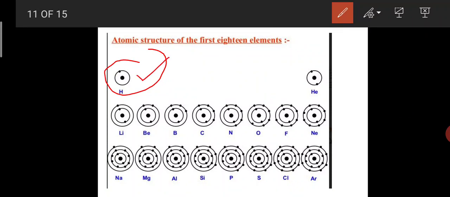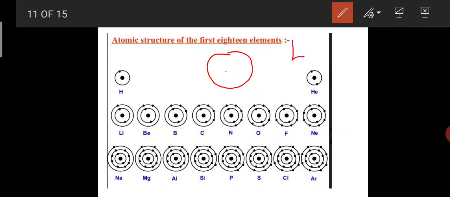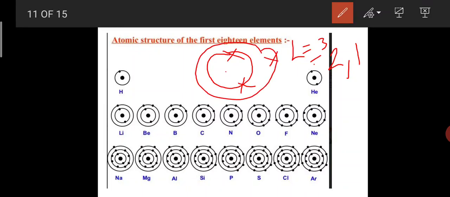If we talk about helium, atomic number 2, you can see the 2 electrons. This is the nucleus and this is the atom. If we draw lithium, what is the atomic number of lithium? 3. Electronic configuration 2, 1. So in the inner K shell, how many electrons? 2. You can use the dot, and in the L shell only 1 electron.